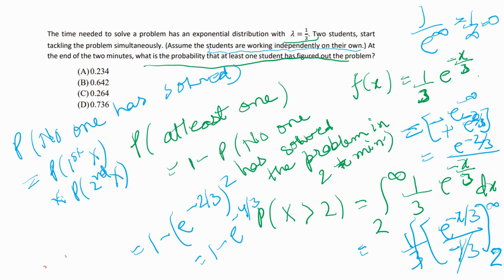It will be 0.264 approximately, minus 1 will be 0.736. So that will be the answer. Is it okay, everyone?